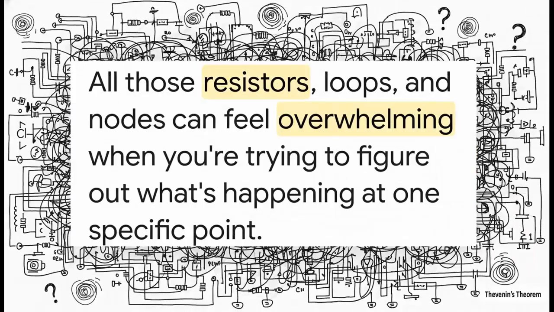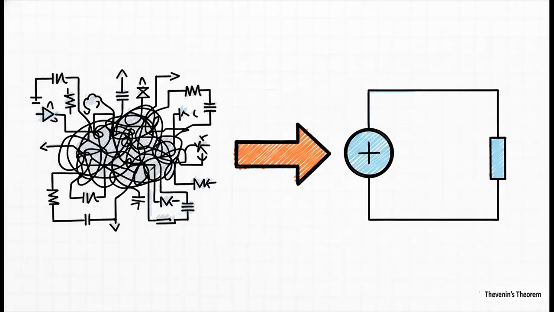Yeah, does a circuit diagram like this ever just freeze your brain? You get a case of analysis paralysis. All those resistors, loops, and nodes can feel pretty overwhelming, especially when you're just trying to figure out what's happening at one single point. Trust me, it's a common feeling. But what if I told you there's a way to take that entire messy network and swap it out for something incredibly straightforward, something anyone could solve in like 2 seconds flat?